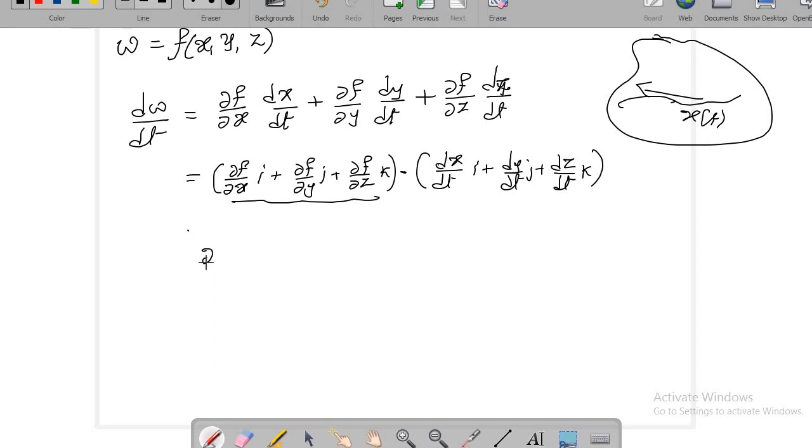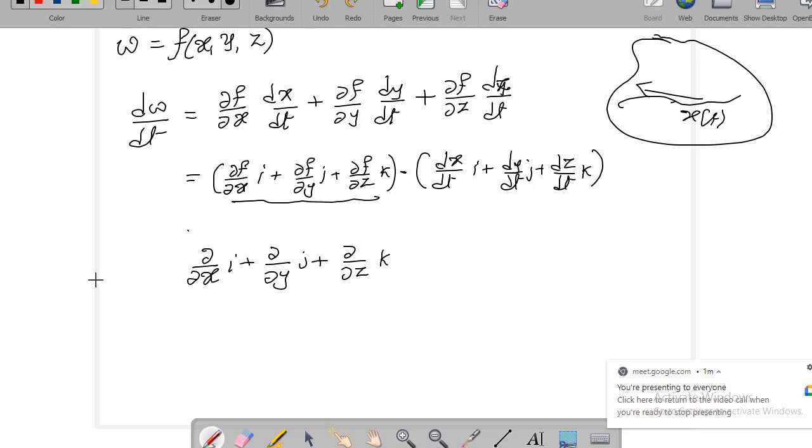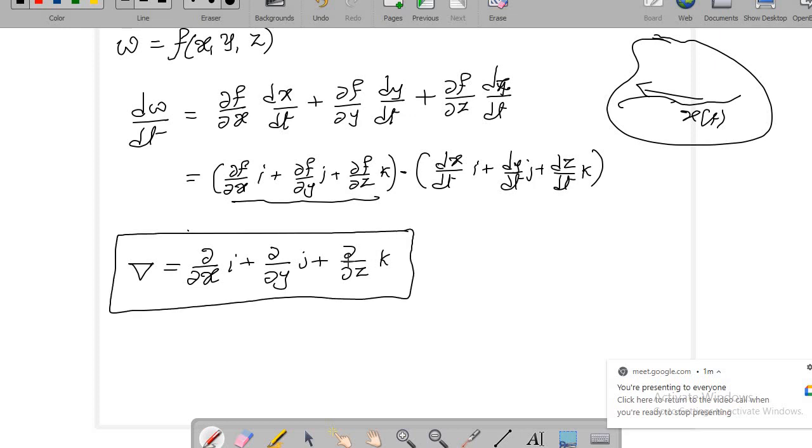This one can be rewritten like this, dou by dou x i plus dou by dou y j plus dou by dou z k, which is acting on f. It is the same as this, right? Now you found an operator here. So the operator is this, and we are going to denote this operator with this notation. One can call this the gradient operator or the derivative operator. We can call it simply a derivative operator. Why? Because it gives you the derivative in each direction.